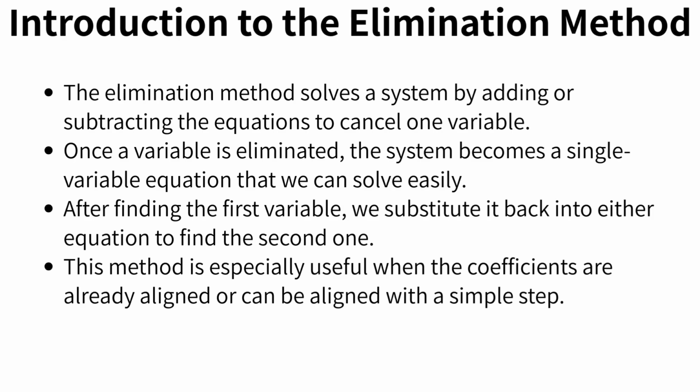Once we find that variable, we substitute the value back into either of the original equations to determine the remaining variable. This method is especially efficient when the coefficients of x or y are already aligned, or can be aligned with a simple multiplication. In the next slide, we'll look at a concrete example and walk through the full process step by step.